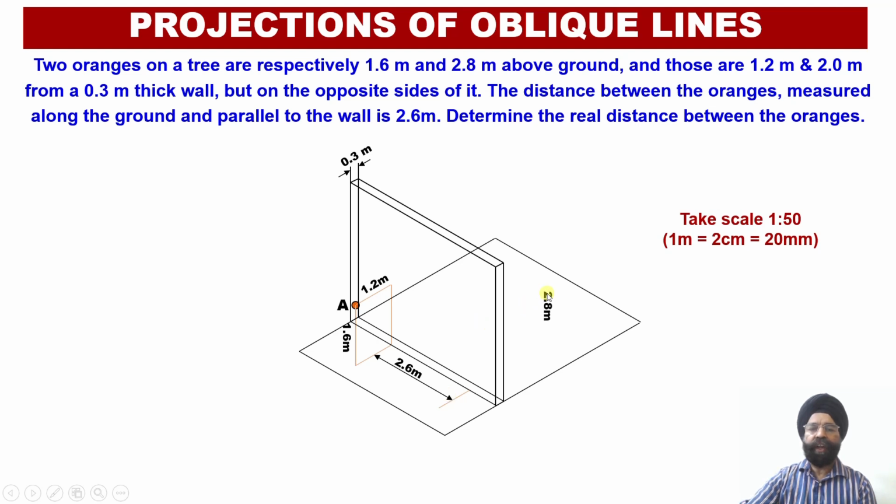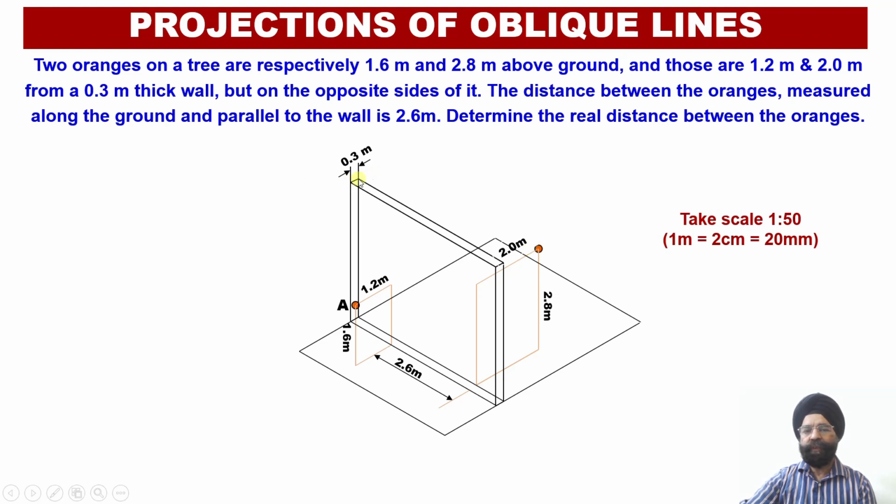Regarding the coordinate location of the second orange, here we have orange B, which is located at a height of 2.8 meters above the ground. We can see that on the other side of the wall we have orange number 2, or orange B, located at a height of 2.8 meters above the ground and 2 meters away from the wall. So these are the coordinate locations of the two oranges we have been provided with.